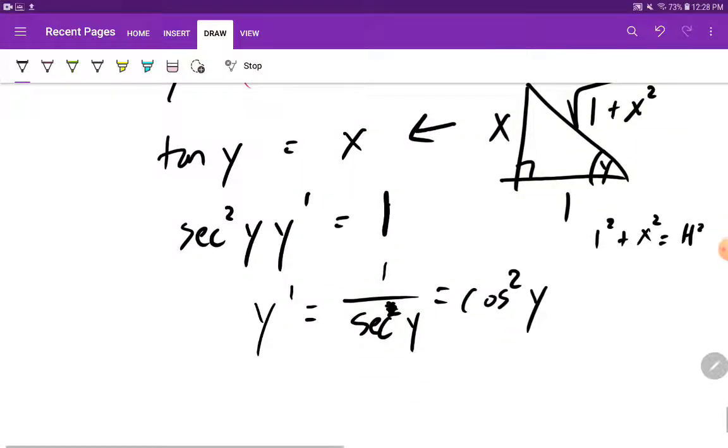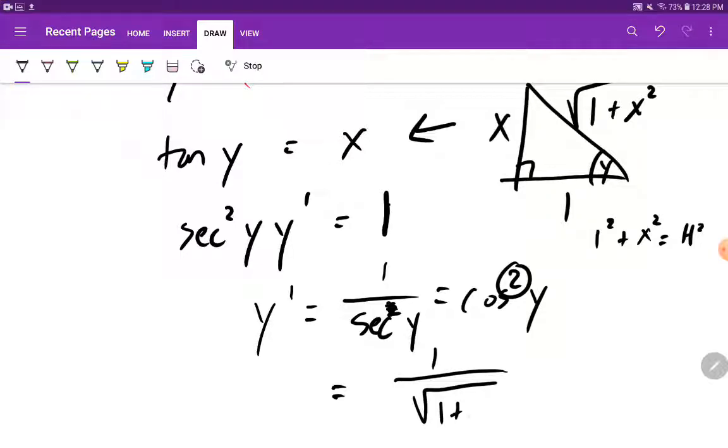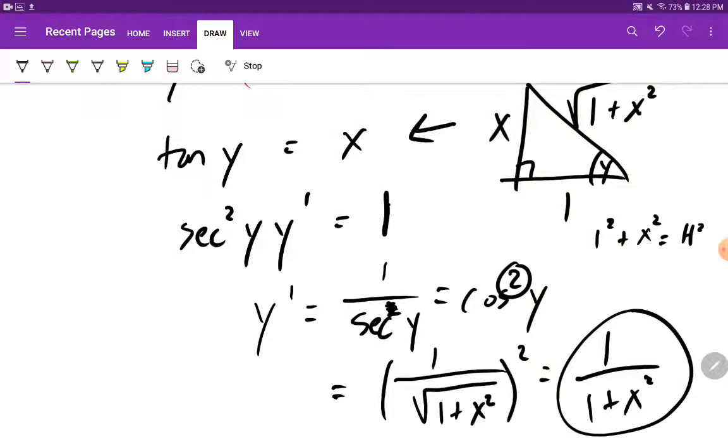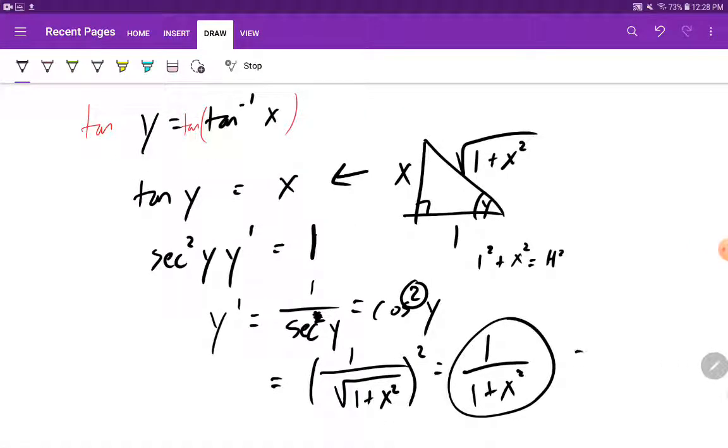Cosine of y is going to be adjacent over hypotenuse, right? But this squared is going to do something for us. It's going to be adjacent, which is 1, over hypotenuse, which is root 1 plus x squared, quantity squared. And look, there it is. 1 over 1 plus x squared. And there it is. We got the derivative of tan inverse.